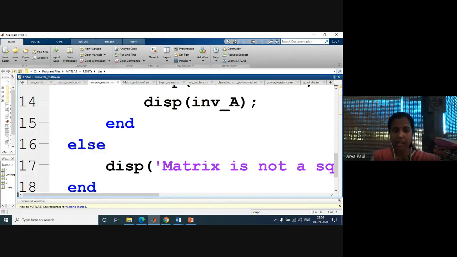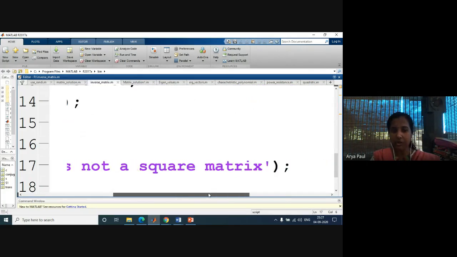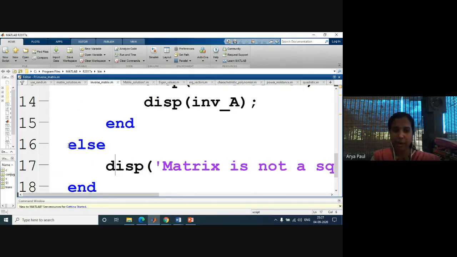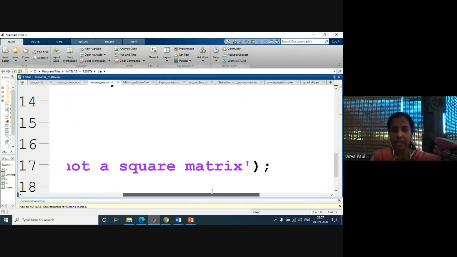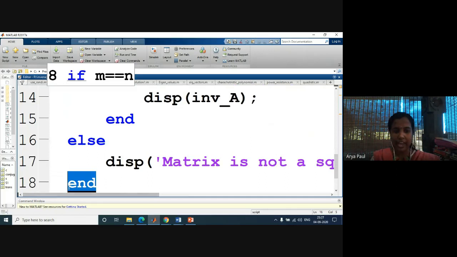And what is the else part? If m not equal to n. That means the matrix is not a square matrix, so you cannot compute the inverse of the matrix. So display the matrix is not a square matrix. And then finally the end of the if statement.